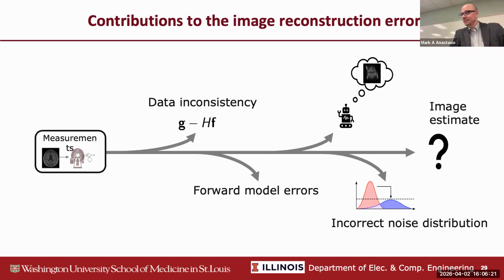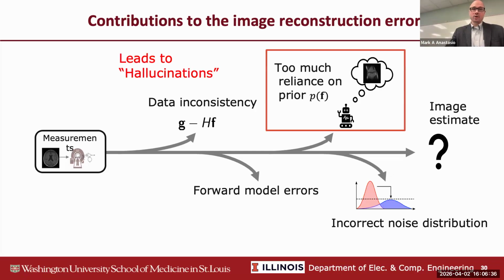If we don't enforce data consistency, that can result in errors in our reconstructed image. If there are modeling errors, that can result in errors in the reconstructed image. If it's a statistically grounded method and we assume something wrong about the statistics, that can result in errors in the reconstruction method. Or again, if we have an explicit prior and we rely on that prior too much, that can result in image reconstruction errors. And that red box, that's what I'm referring to as a hallucination in this talk, when we basically rely on the prior too much and the prior doesn't give us the correct guess for the null component of the object.